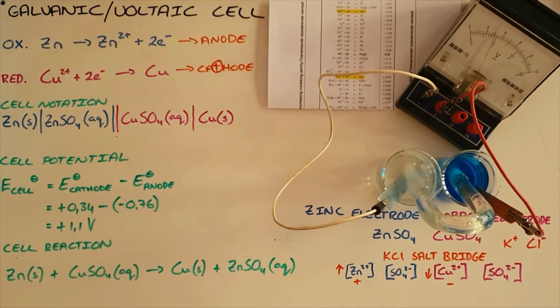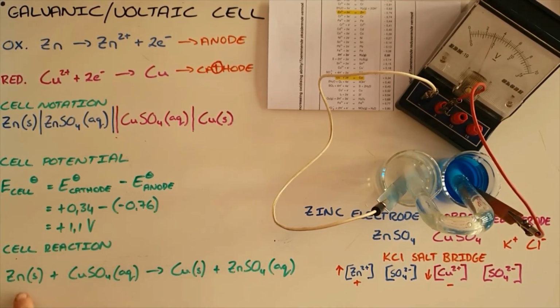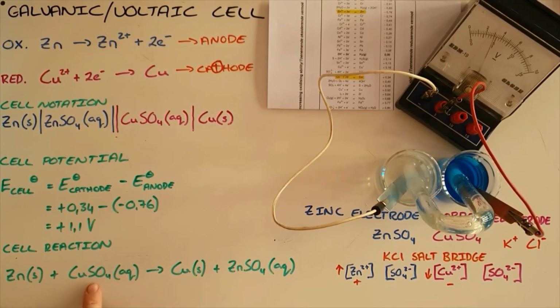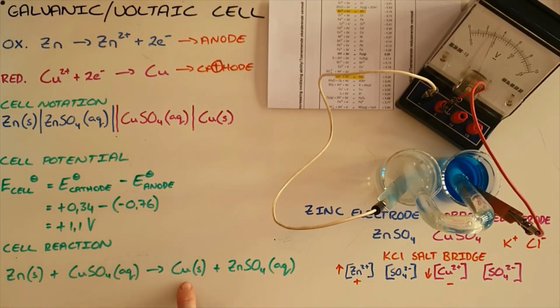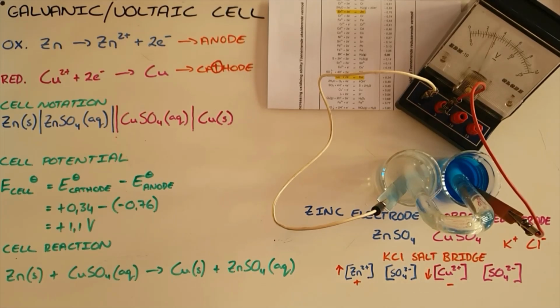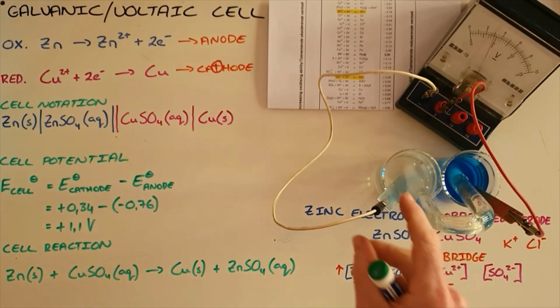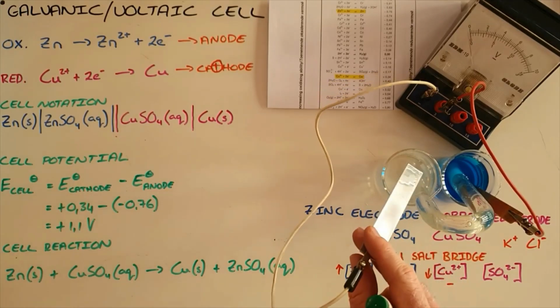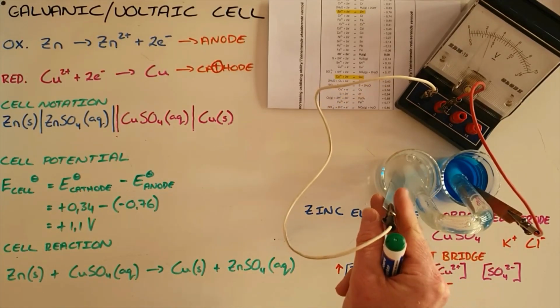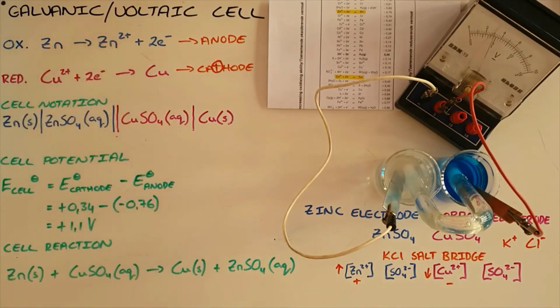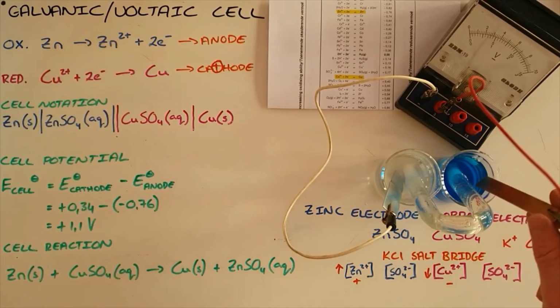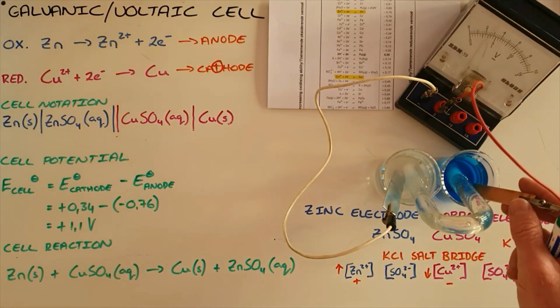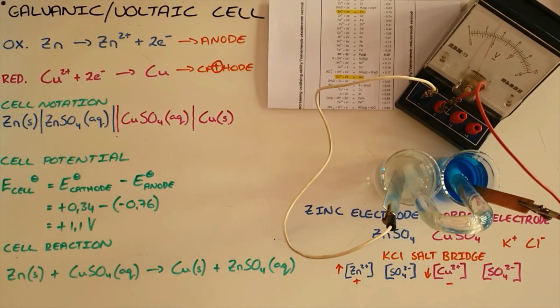We can also write this as a cell reaction that says that we start with solid zinc and aqueous copper sulfate, which is then converted into solid copper and aqueous zinc sulfate. If one were to leave this reaction for a long enough period of time, we would see the mass of this zinc electrode decrease as the amount of zinc decreases and becomes zinc ions, and we would also see the mass of this copper electrode increase as more copper undergoes reduction and is deposited onto that electrode.